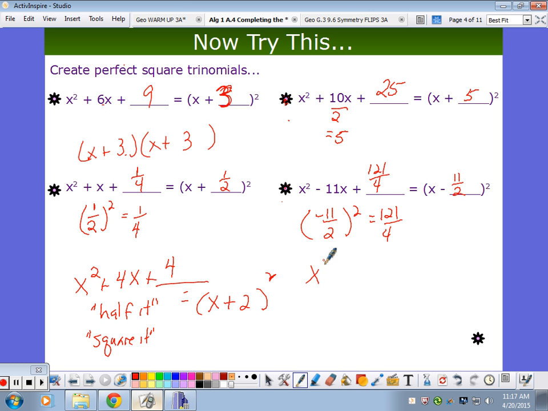Let's do another one, minus 10x. Complete that square. What goes here? 25. Plus or minus? Plus. Always plus. Because you're halving this thing, which is negative 5, right? Square that, always plus. What does that look like? X minus 5. So it's basically this thing over 2 goes here.